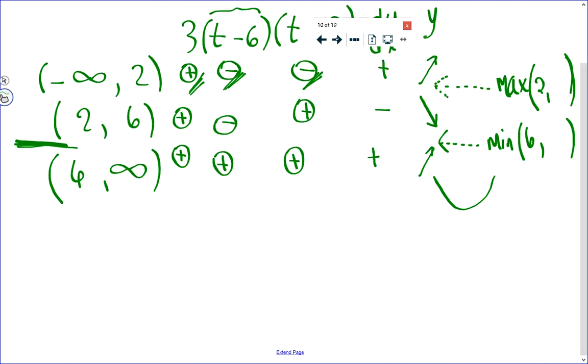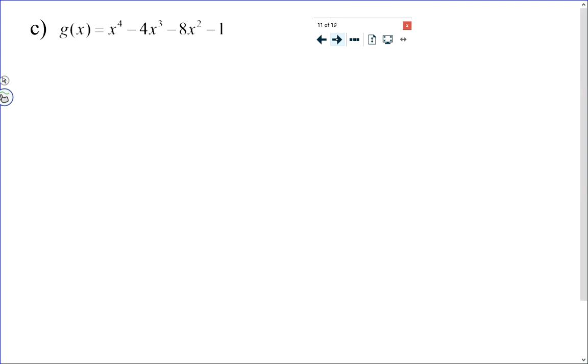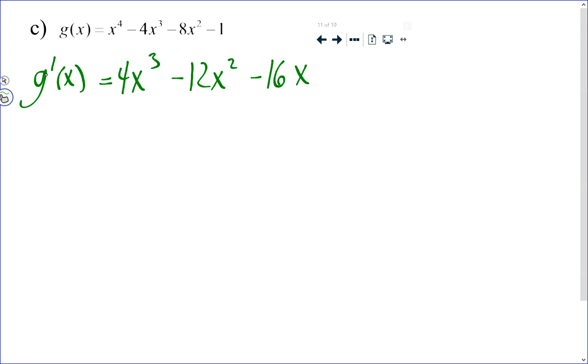All right, let's take a look at C. This time it's a degree 4. I hope you're getting the hang of this. You're going to take the derivative and factor the result. So I'm checking my derivative here, 4x cubed minus 12x squared minus 16x. Looks good. You need to factor this.